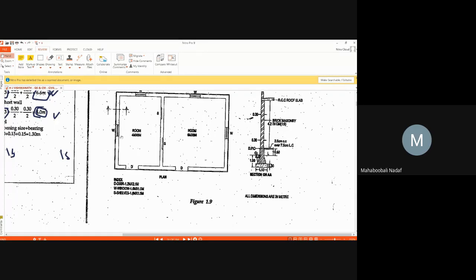Similarly, window is also given. What is the schedule of window? 1 meter by 1.5. 1.5 is the height, but 1 is the length. So for the length, for bearing of lintel, see here, above the door there will be a lintel. Above the window there will be a lintel. So above this window, what is the length of the lintel? Considering the same bearing, 1 plus 0.15 plus 0.15.